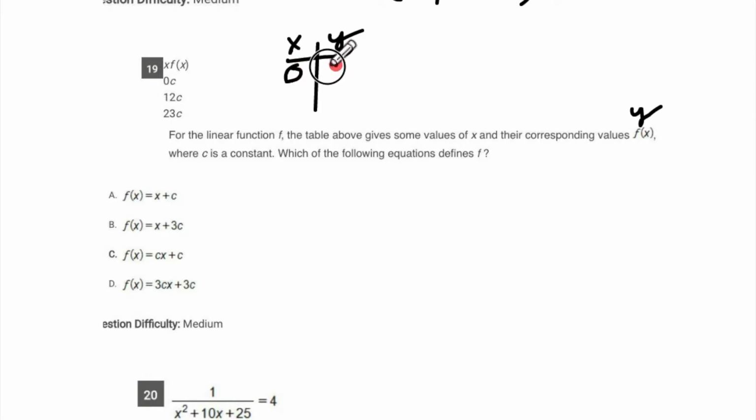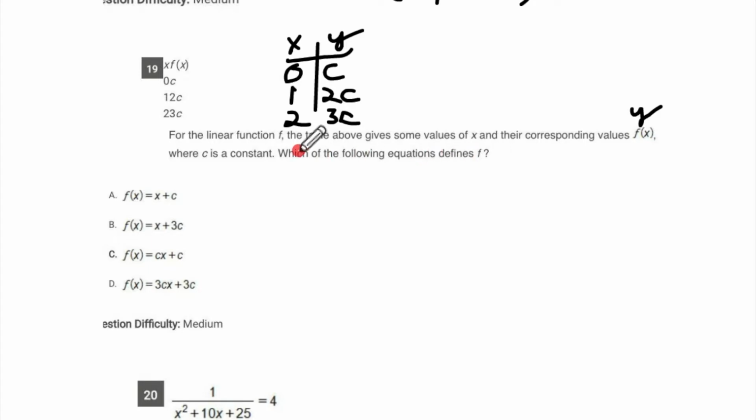0, it tells us it's a linear function, which is important because you know it's going to be in the form y equals mx plus b. This is c. 1, 2c. This is why I'm rewriting. It's really hard to understand here. Because the line didn't show up, it's hard to see. 2, and this is going to be 3c. All right, for the linear function f, the table above gives some values of x and their corresponding f of x or y values, where c is a constant. Which of the following equations defines f?